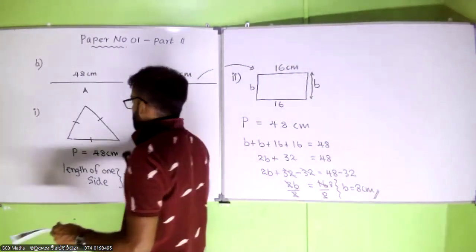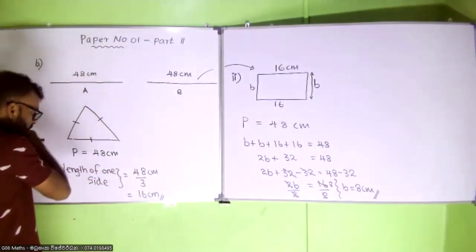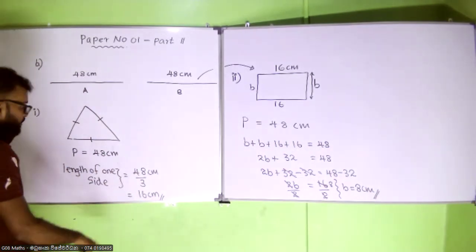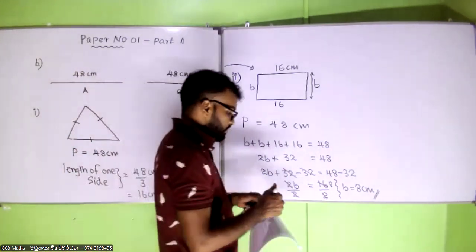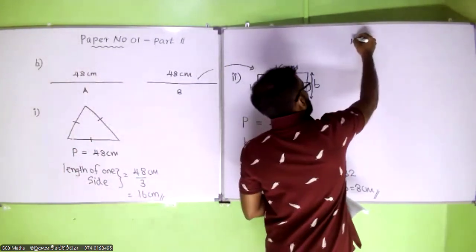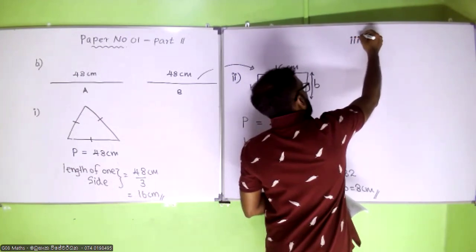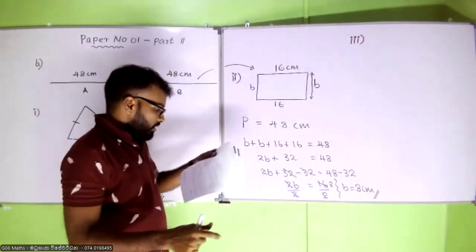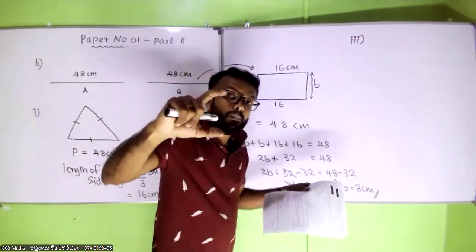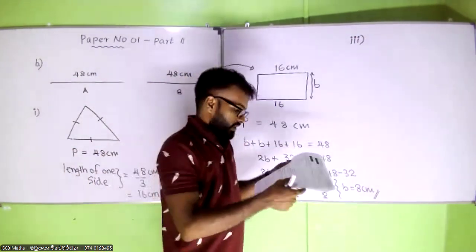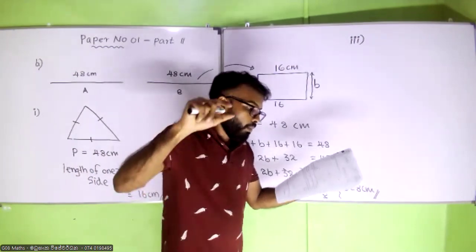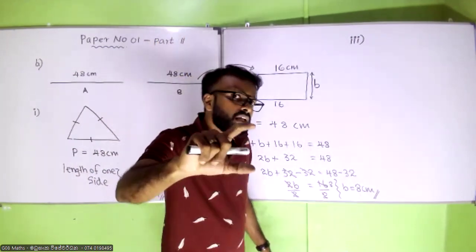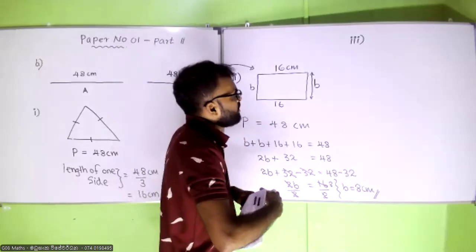So, in the third question, the triangle has 16 centimeters on one side. You need to read the third question very carefully. The student makes a combined plane figure by removing one side of the triangle.